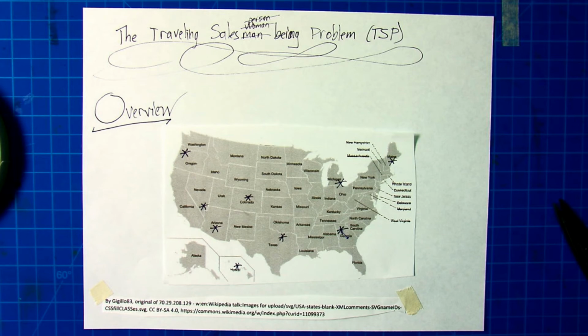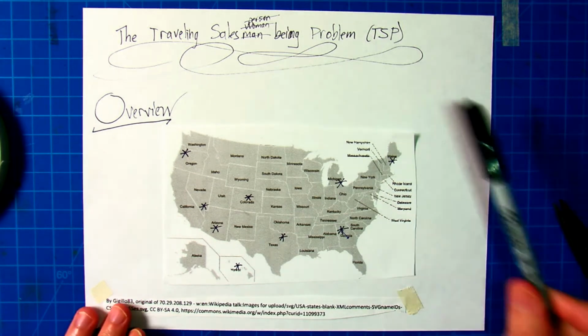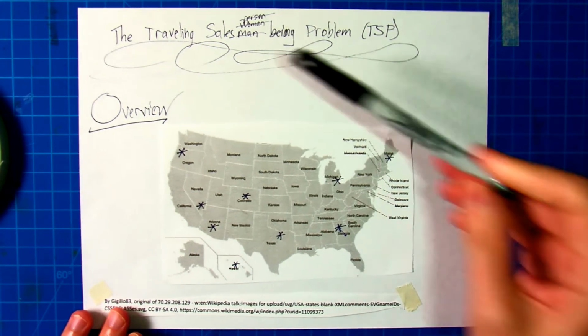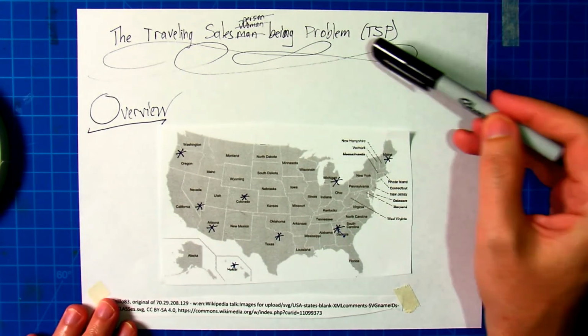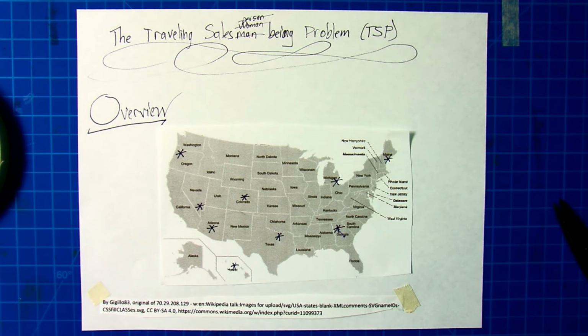Let's look at something in graph theory that's historically called the traveling salesman problem, but that's a little sexist, so you can call it traveling saleswoman, person, being, or whatever you want. The point is it's usually abbreviated TSP. So the overview is pretty simple.